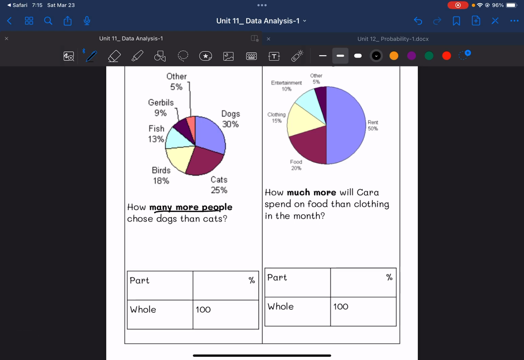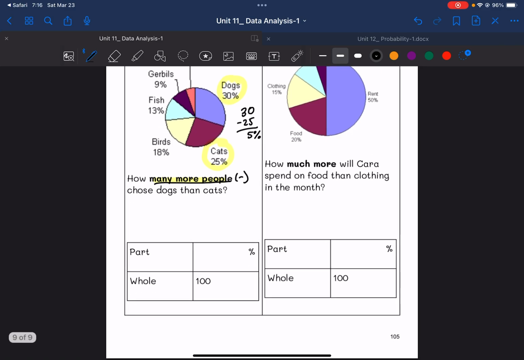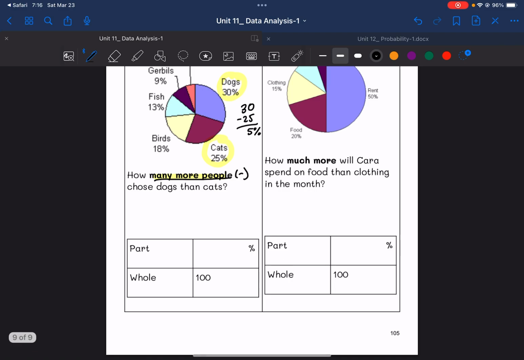How many more people chose dogs than cats? So when you see how many more people, that means that what you're going to do is you're going to subtract, okay? Now, what we're subtracting is the percents. We want to know how many more people like dogs than they like cats, okay? So here what we would do is 30 minus 25, which is just 5%, okay? And I can go ahead and put this into this proportion box, okay?